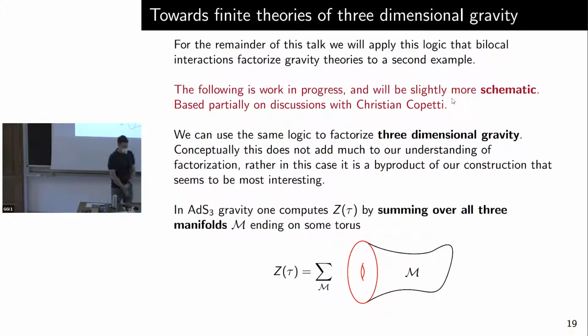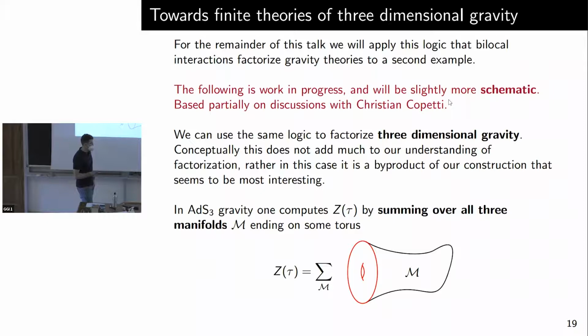In this setup, I'm not particularly interested in the fact that we can make the theory factorized because we already solved that problem in JT. But I think it's a byproduct of this factorization that is interesting, or fun at least. So the following is going to be work in progress, a bit more schematic, and based partially on discussions with Christian. So remember that in AdS3 gravity, suppose we compute the partition function. I also only discussed torus boundaries today, by the way.